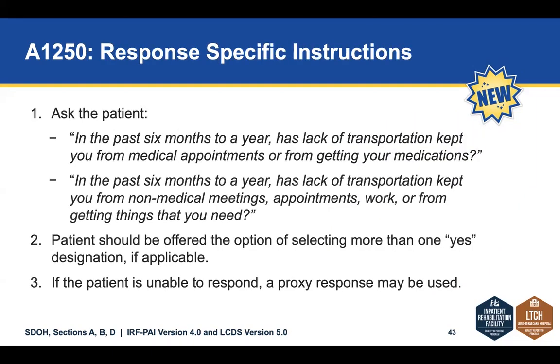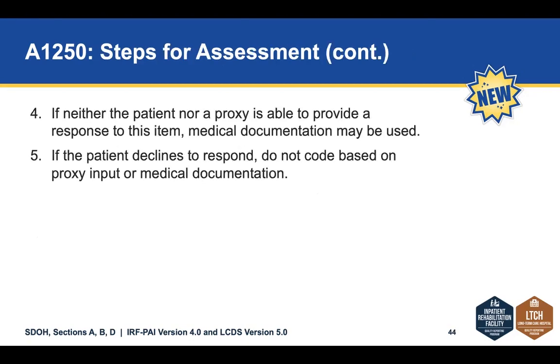In order to complete this data element, the assessor should ask the patient the following 2 questions. In the past 6 months to a year, has lack of transportation kept you from medical appointments or from getting your medications? And in the past 6 months to a year, has lack of transportation kept you from non-medical meetings, appointments, work, or from getting things that you need? The patient should be told that they can respond yes to one or both of these questions if applicable. If the patient is unable to respond, a proxy response may be used.